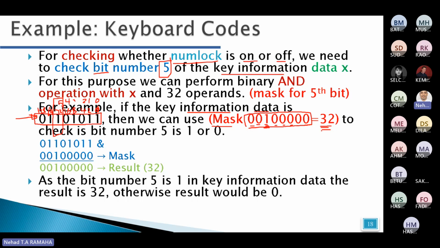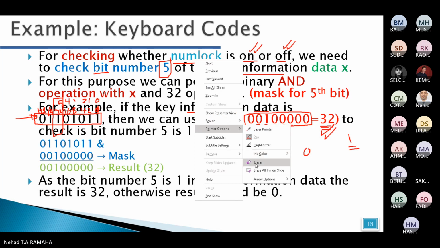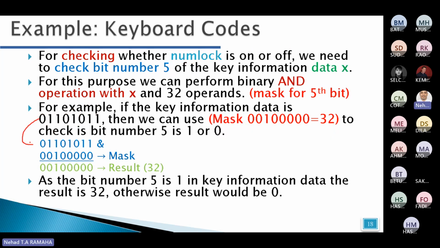If the result is 32, same as the mask, then the bit was 1, so it's on. If the result is 0, then this means the bit was 0, and this means the numlock was off. So this is a number. We take the number and we make an AND operation with the mask.